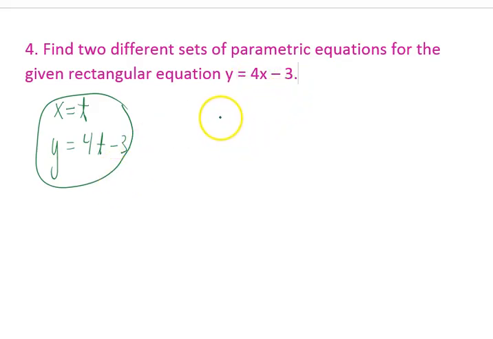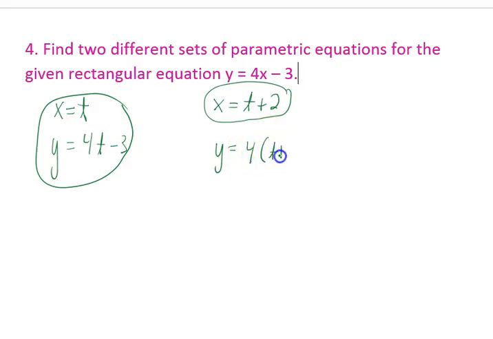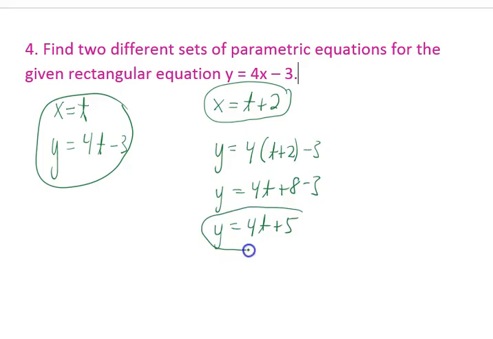Then, for the second one, you can make anything up you want. So I'm going to make up x equals t plus 2. And if that's the case, because it's already x equals, that's one of my parametric equations, but I'm going to have to plug it in and get the other. So y is going to equal 4, put in t plus 2, minus 3. Then I can distribute and combine like terms. And there is the matching set of parametric equations here. My x equals something t, my y equals something t.